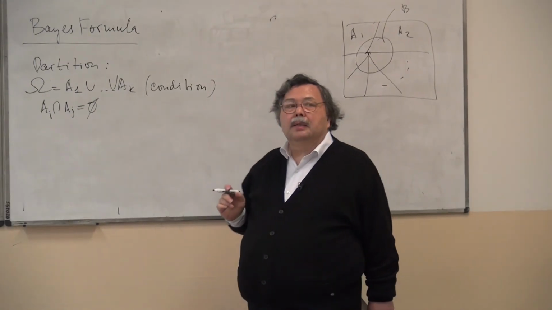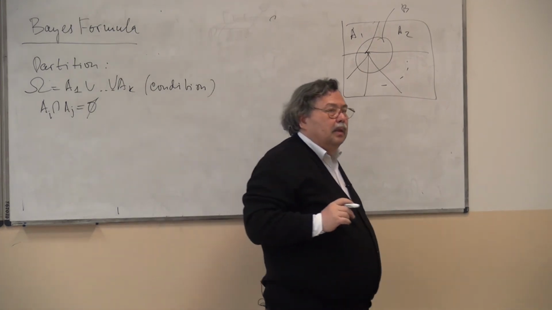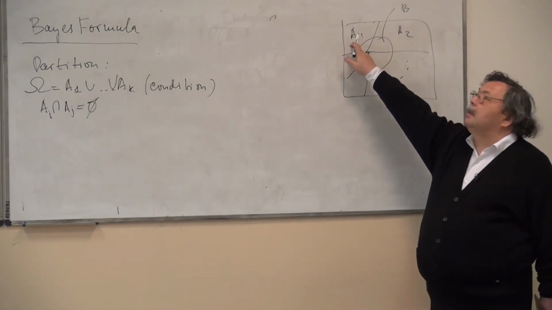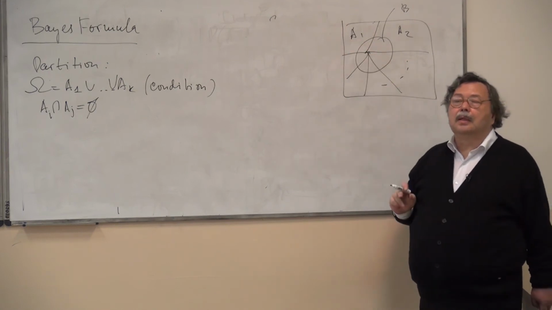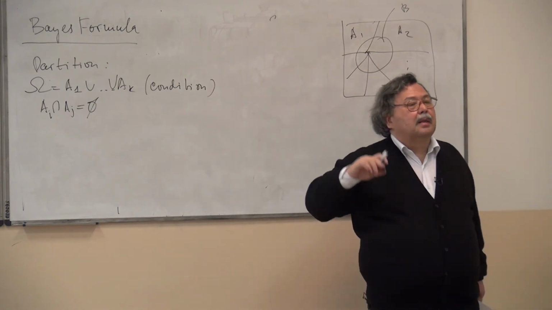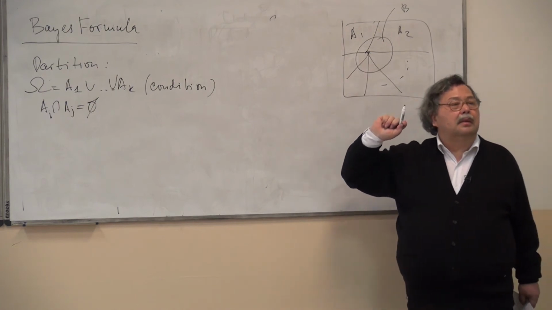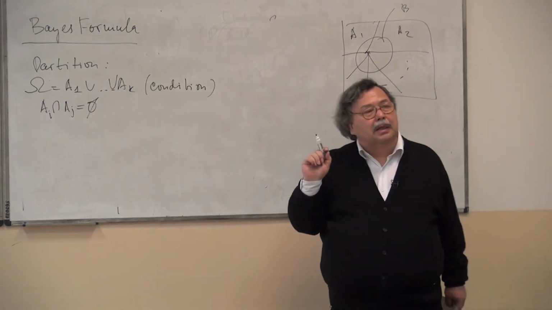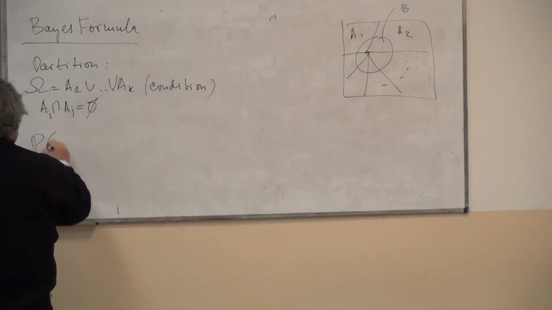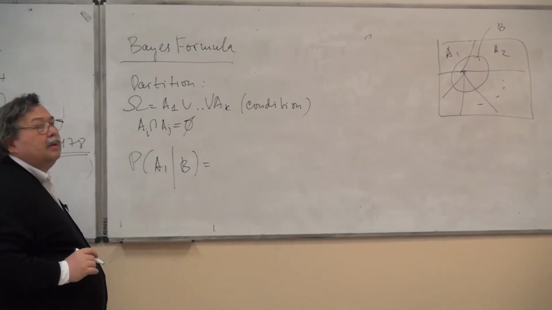Now, we can ask this question. Suppose now that B has occurred. Suppose now that B occurs. What's the probability that it occurs in combination with A1? We can interpret it as the conditional probability of A1 given B. Do you understand the question? It's kind of tricky, again, but it's important and productive. So what's the probability that A1 occurs given that B occurs?